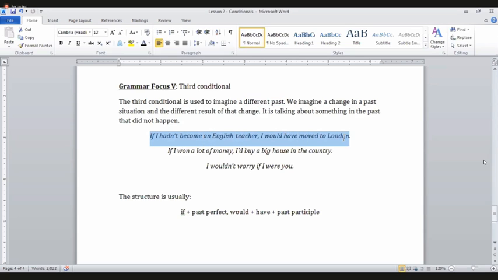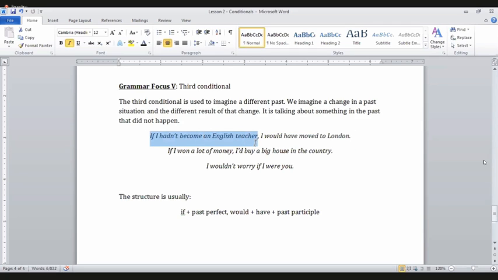Now look at this first example. If I hadn't become an English teacher, what does that mean? Am I an English teacher now? If I hadn't become an English teacher. So from this sentence or the clause, what do you understand? Am I a teacher now or am I not a teacher now? Not a teacher. If I hadn't become an English teacher, I would have moved to London.